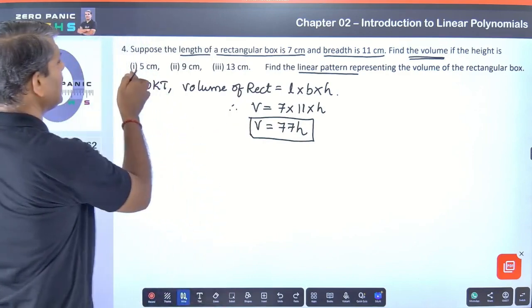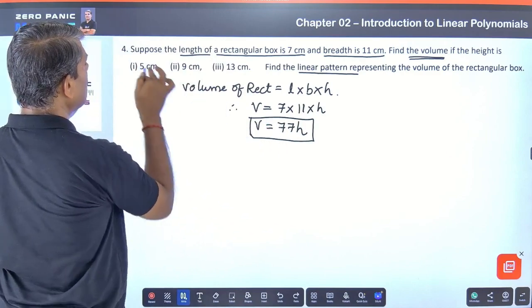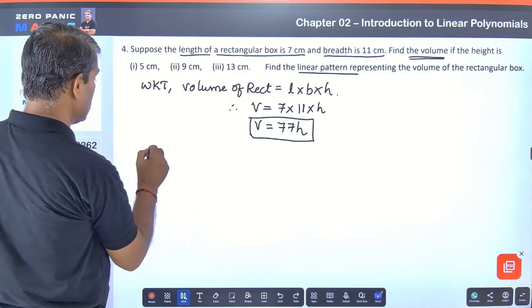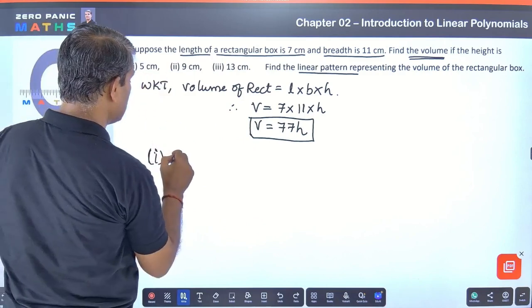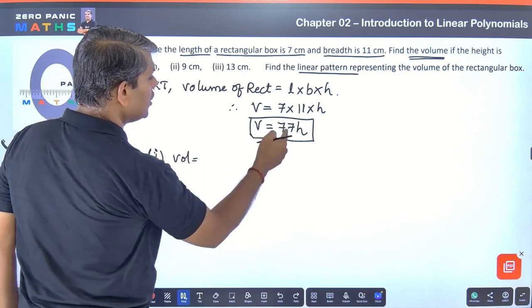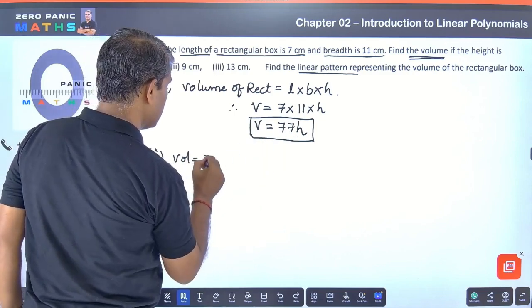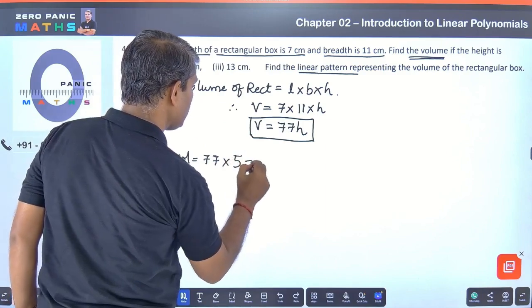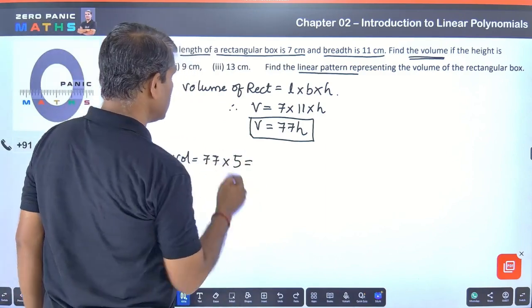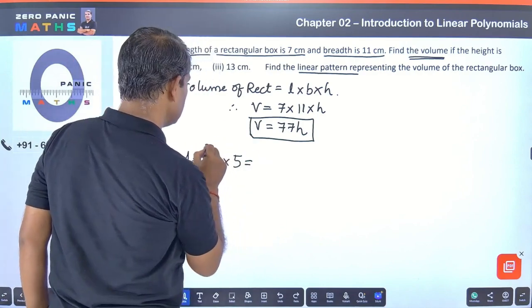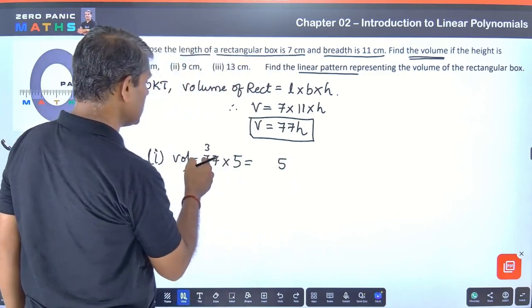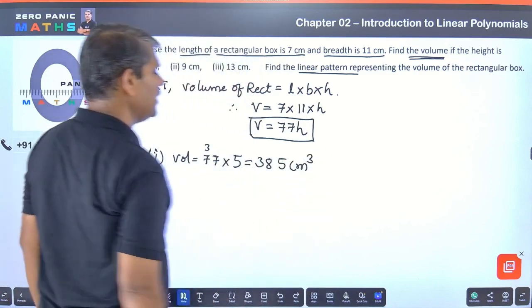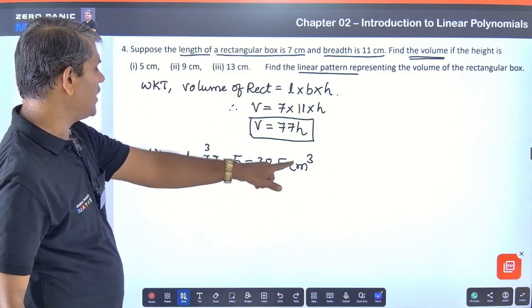Understood this? Now let us resolve the values. By using this formula we can resolve problems 1, 2, 3. Problem number 1, for 5 centimeter, the volume is length into breadth, that is 77, directly we can write 77 into H, that is 5. So 5 times 7, 5 sevens are 35, and 5 sevens are 35, and 3, that is 385 centimeter cube.